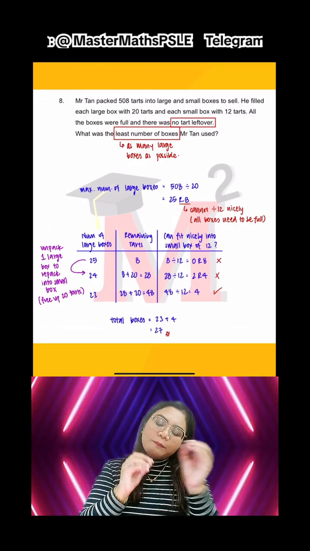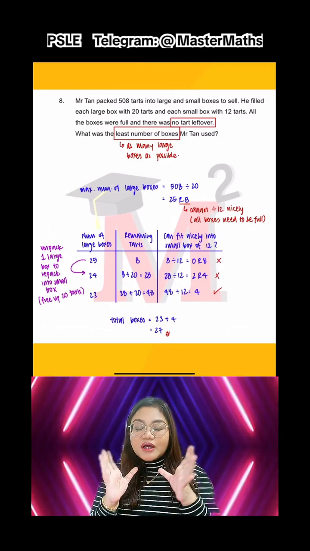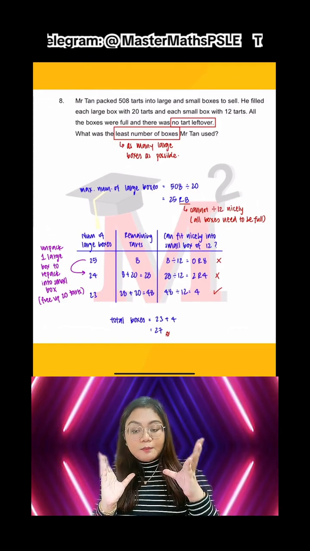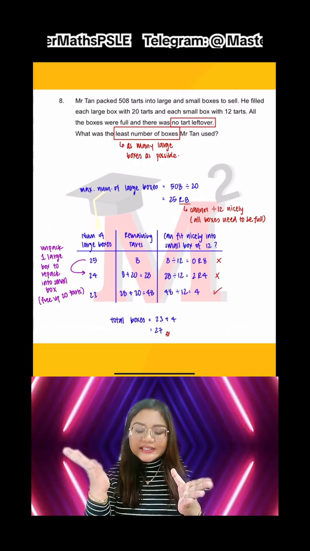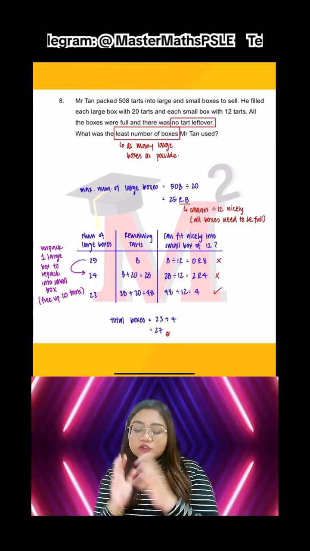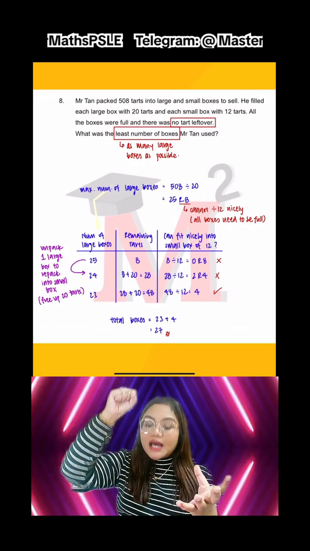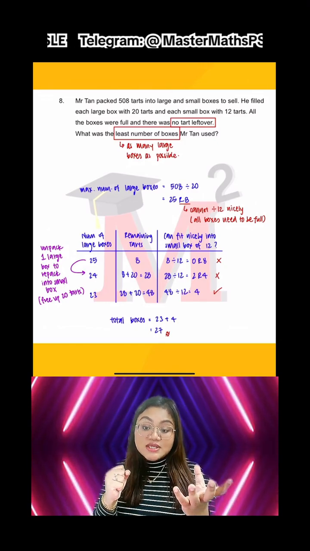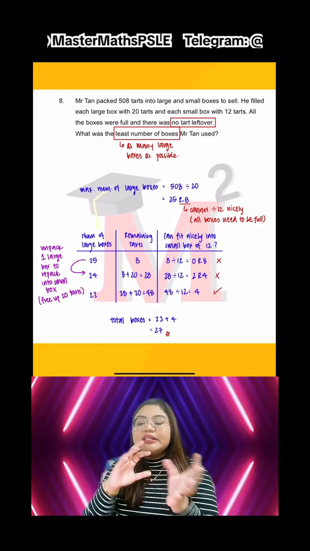But then when I pack them into small boxes, I realized I cannot have a very full box of small boxes of tarts anymore because I have a remainder of 4 now. 28 cannot divide 12 nicely. So I will still have a remainder. So I need to, alamak, no choice. Take out another one big box, and repack this extra 20 into the small boxes.